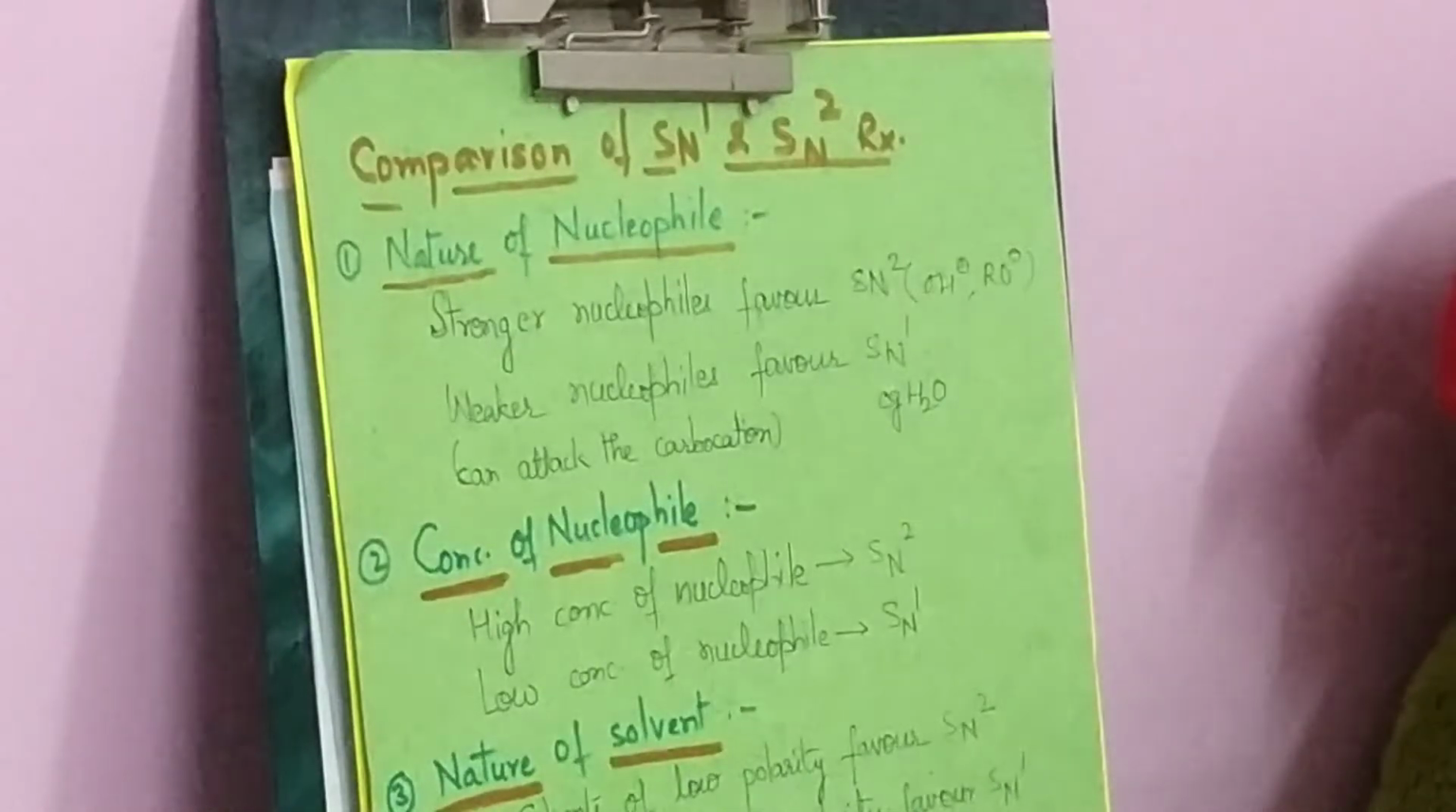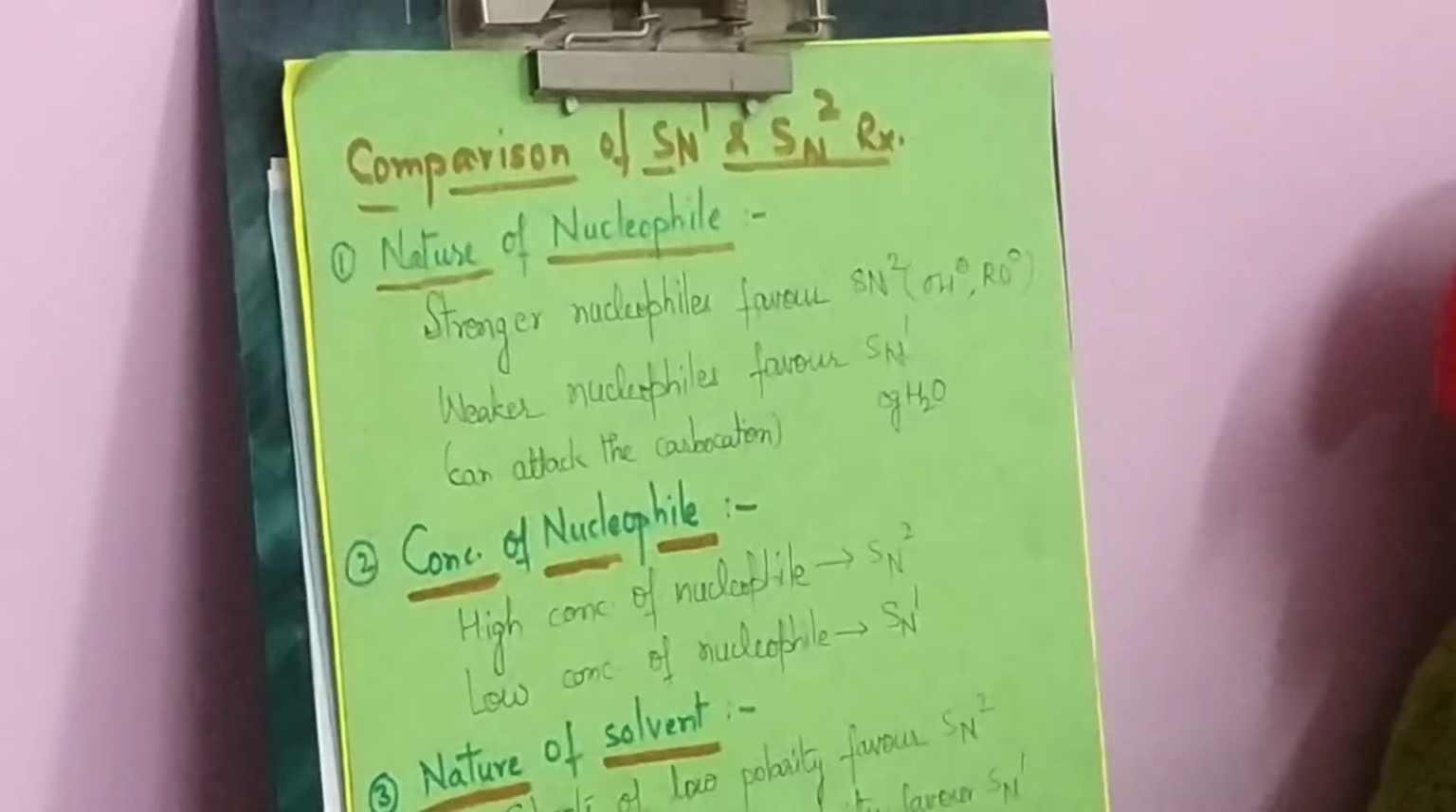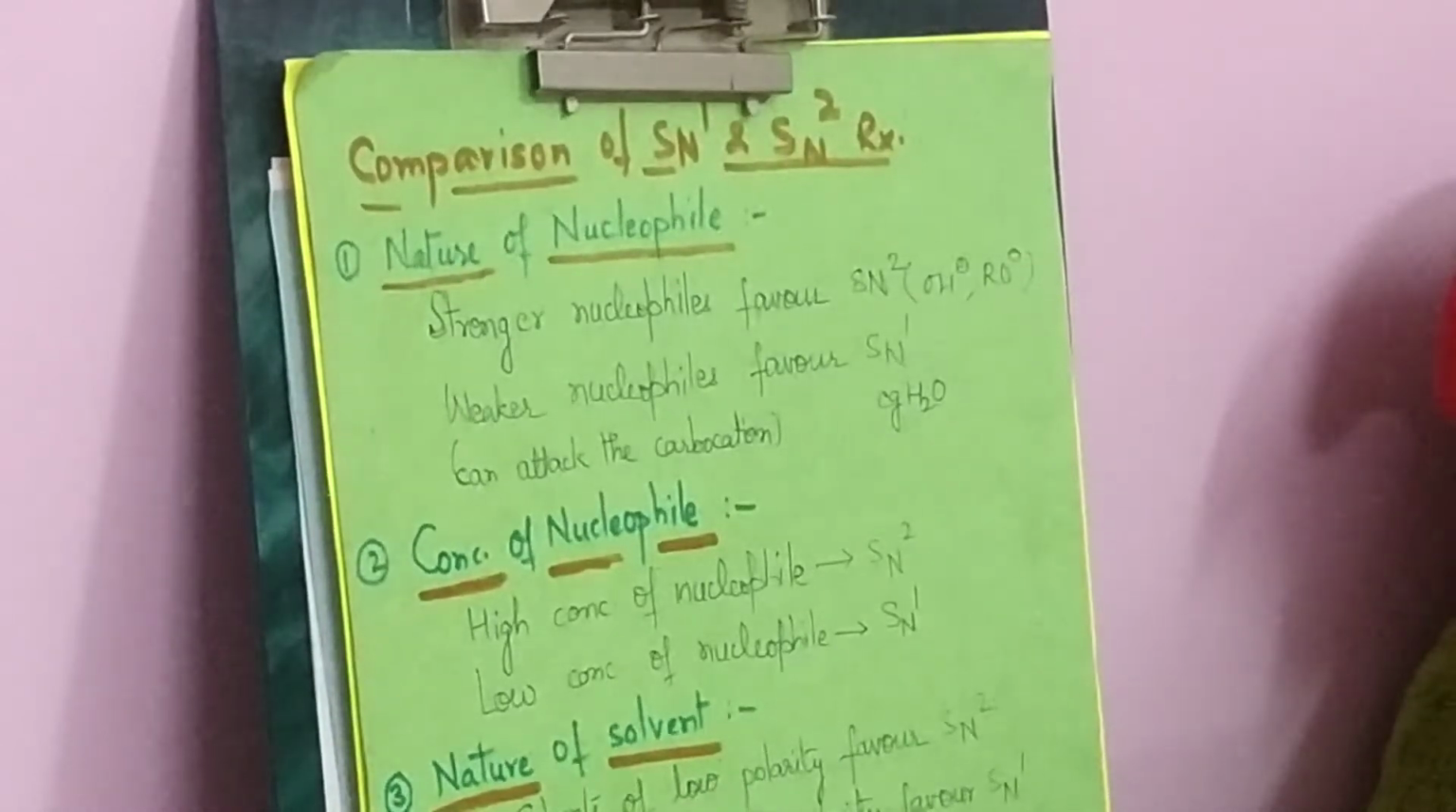Then concentration of nucleophile also can decide whether the reaction will go by SN2 or SN1 mechanism. If the concentration of nucleophile is higher, then SN2 mechanism will be preferred, and if it is lower, then SN1 mechanism will be preferred. Again, this is an obvious point here. And as we were discussing just now, nature of solvent: solvents of low polarity favor SN2 reactions.